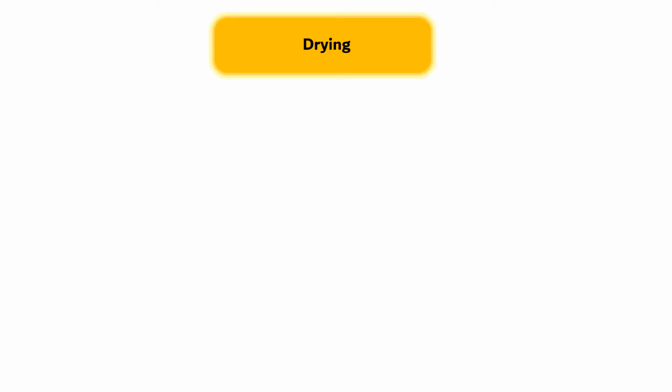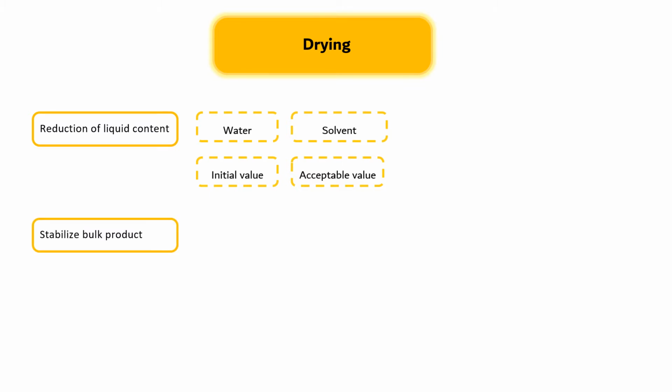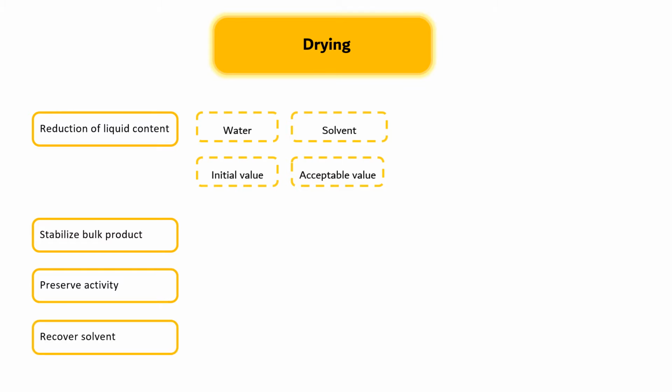By drying, we are referring to reduction of liquid content, either water or organic solvent, from an initial value to an acceptable value. Drying biological materials can serve several purposes. It can stabilize the bulk product until it can be formulated. It can preserve activity of, for example, enzymes in bacterial cells. It can recover expensive organic solvents.